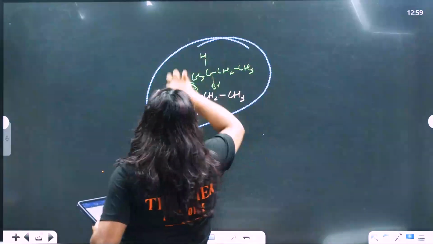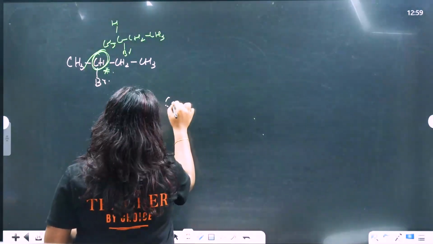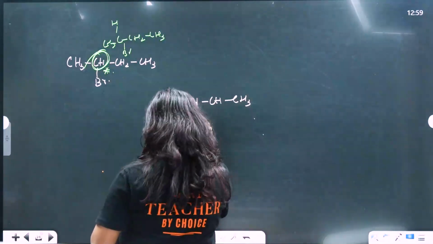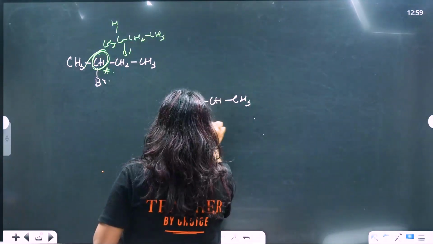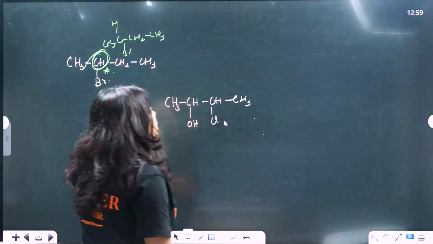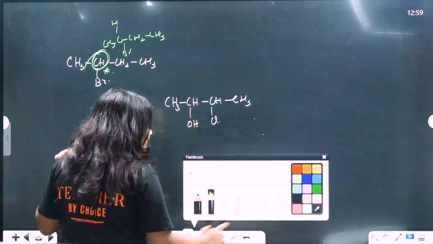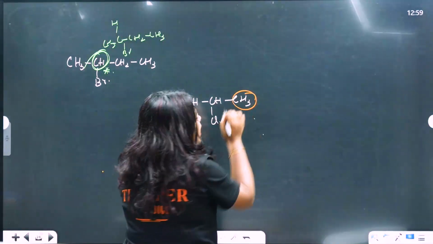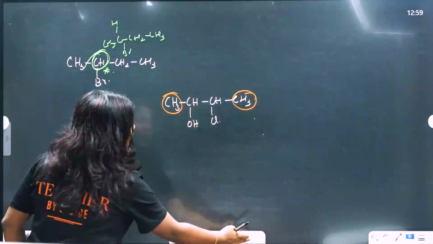Now I will take another compound. This is for your understanding only. The next compound is CH3 CH CH CH3 with OH and Cl on the carbons. We have to check the chirality, how many chiral centers there are. Here there is no chiral center because 3 valencies are filled by hydrogen. Here also, the same, so there is no chiral center on these two.